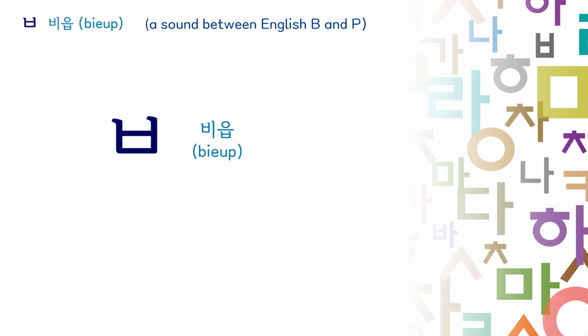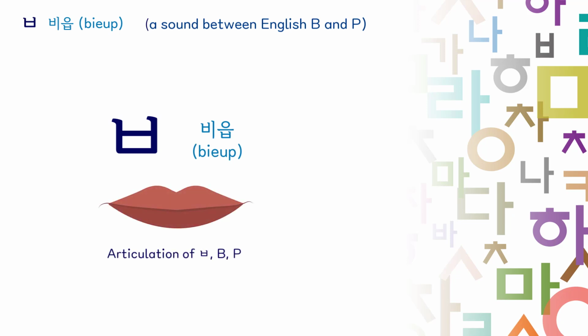피읕 is regarded as a sound between B and P, and the articulation is very similar between 피읕, P, and P. The initial position is with the lips closed. However, there are again similar differences between these three sounds.